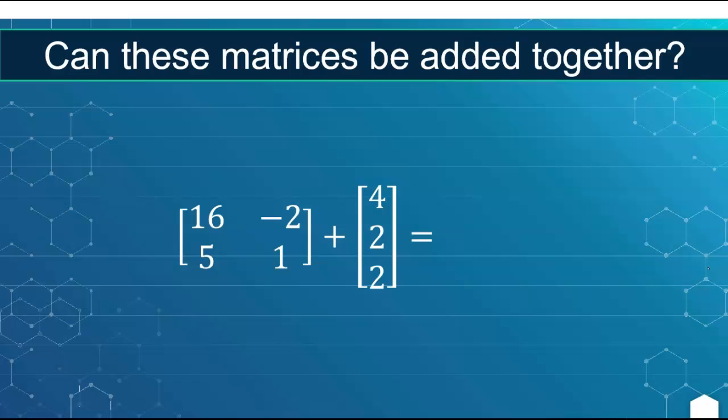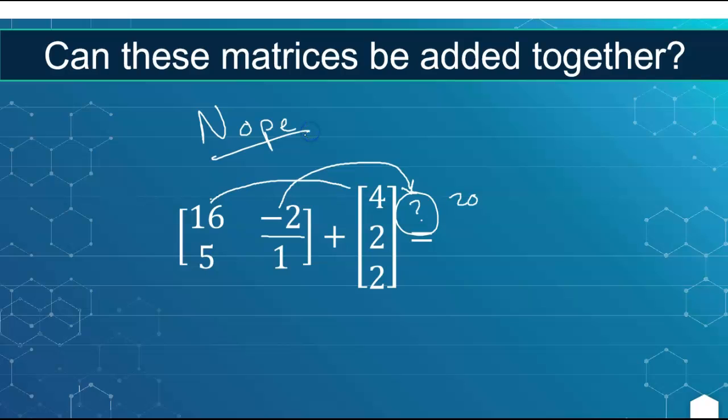What about these two matrices? Do you think we could add these together? So remember, to add matrices, we need to add corresponding elements, corresponding indices. So let's see, our upper left-hand corner would be this one, 16 and then 4. We could add 16 to 4 and we'd get 20. What would we add this negative 2 to? There's nothing there. So actually, we cannot add these two matrices together.